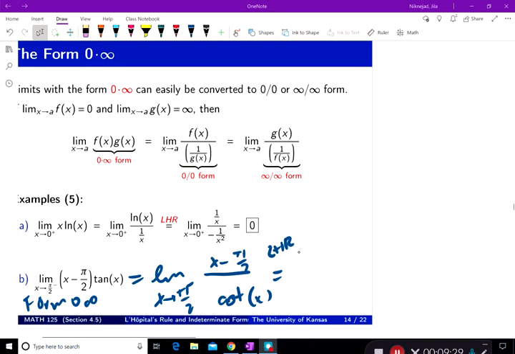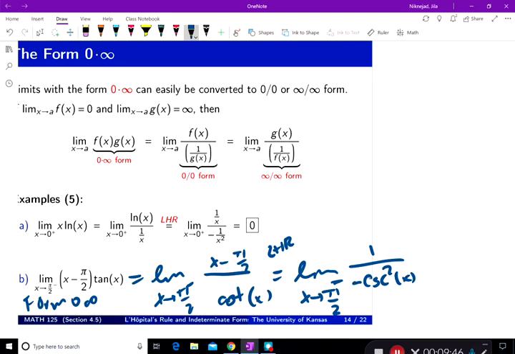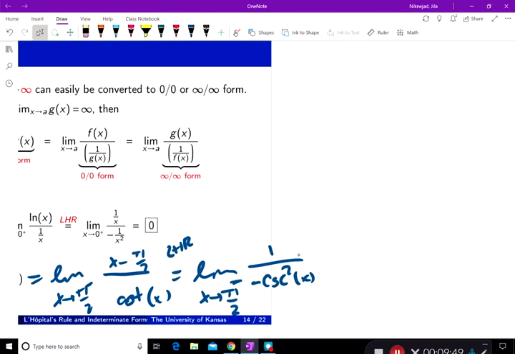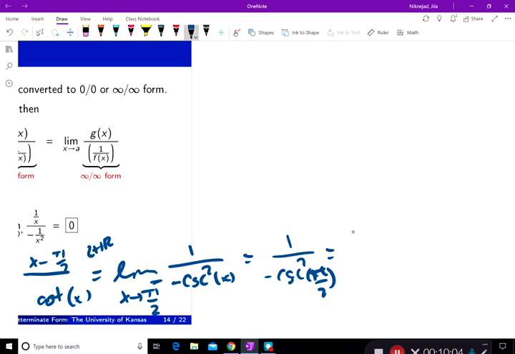So let's do L'Hopital's rule, and we get the limit as x approaches pi half from the left. The derivative of the top is 1. The derivative of the bottom is negative cosecant squared x. And then when I plug in, I get 1 over negative cosecant squared pi half, and cosecant is 1 over sine, so this is negative 1.